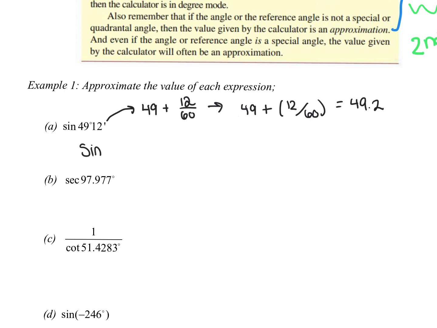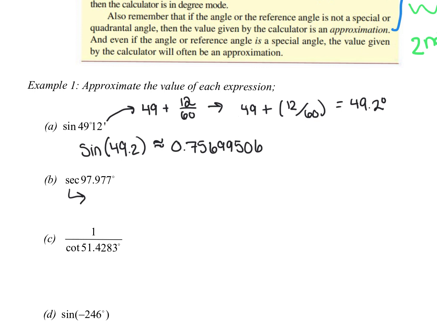Then make sure you're in degrees. You can type in your calculator sine, and then type 49.2, and it should spit out an answer for you. And we're going to use the approximate symbol, because it doesn't equal, it's approximately 0.75699506. Make sure in your homework that you are reading directions so that you round and write the appropriate amount of decimals in your answers.